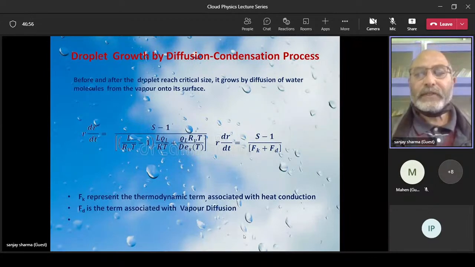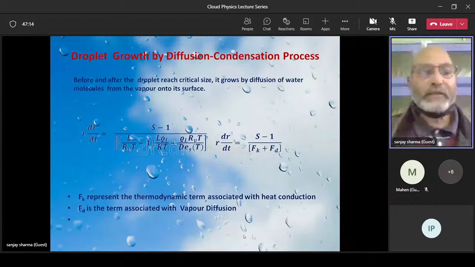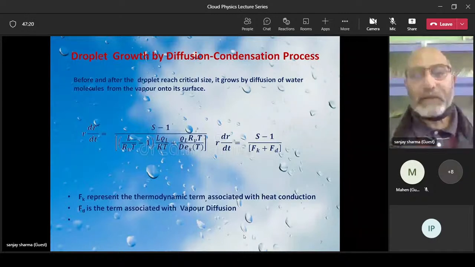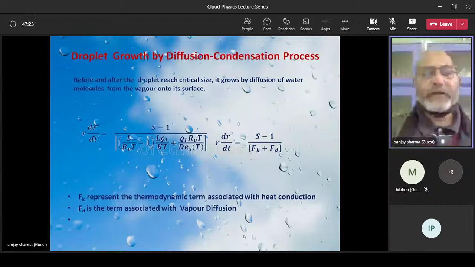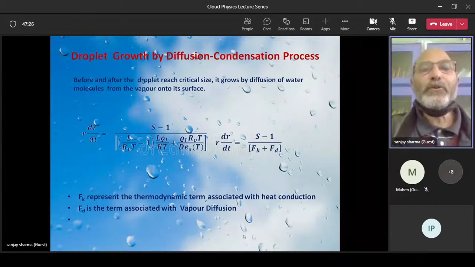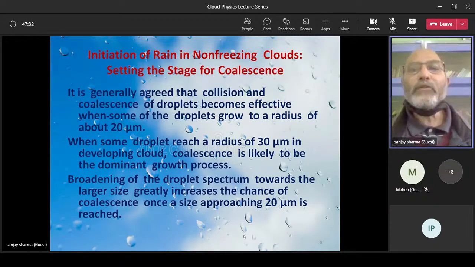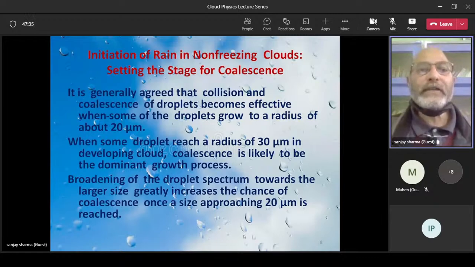And this one is a function of saturation and a thermodynamic term associated with heat conduction, and a vapor diffusion term, FT. We can see it is a function of latent heat, gas constant, temperature, diffusion constant, etc. So once the droplet grows by the diffusion condensation process, then initiation of rain in non-freezing clouds, we will discuss here. That is setting the stage for the coalescence process.